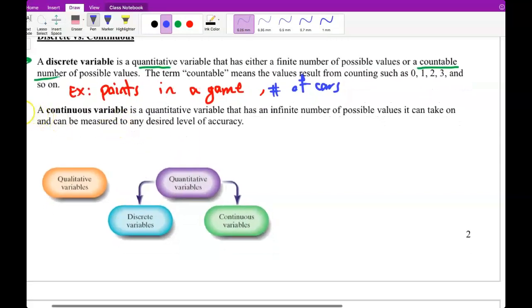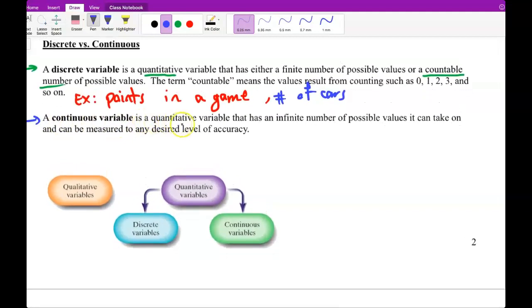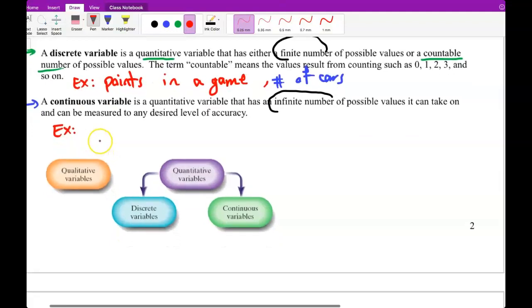The next one is continuous variable, a quantitative variable that has infinite possible values. So the difference between these two is that here we have a finite number, but here we have an infinite number of possible values we can take, and it can be measured to any desired level of accuracy. So we're able to count, but the number is infinite.